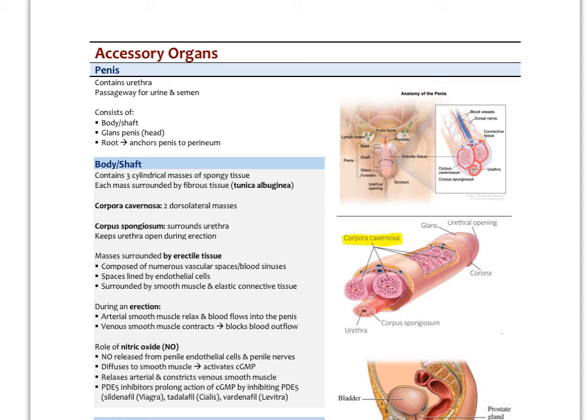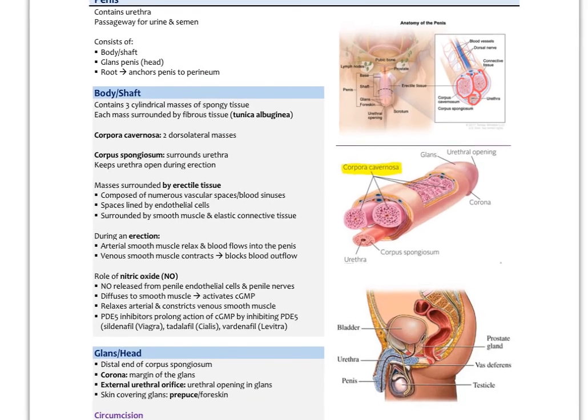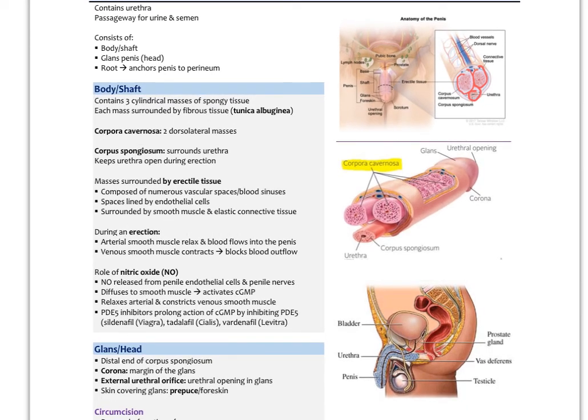These masses are essentially surrounded by erectile tissue that is composed of numerous vascular spaces with blood sinuses, and the spaces themselves are lined by endothelial cells. Remember, that's the vascular epithelium. And they are surrounded by smooth muscle and elastic connective tissue. So during an erection, essentially the arterial smooth muscle is going to relax, and the blood's going to flow into the penis. And then the venous smooth muscle, but also the vein. Remember, veins have very little smooth muscle, and they're easily collapsible. As the spongy tissue dilates with blood because the arterial smooth muscle has relaxed, it's going to collapse the veins, preventing blood from leaving the penis, and that's going to cause the erection.